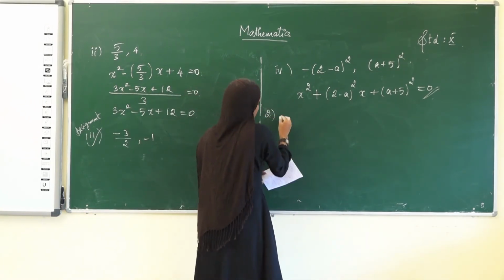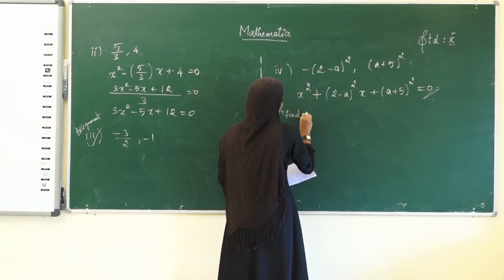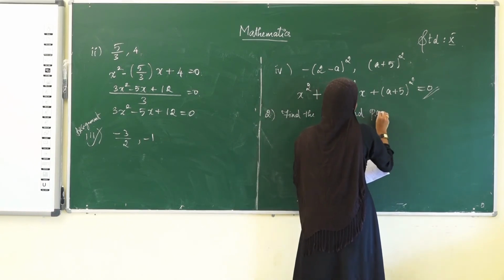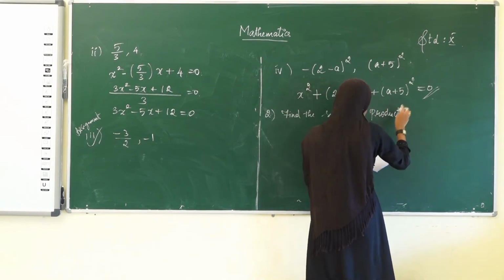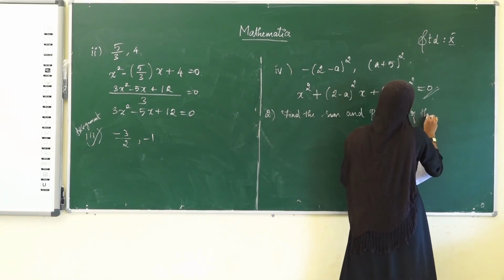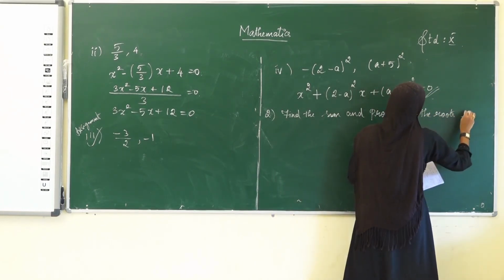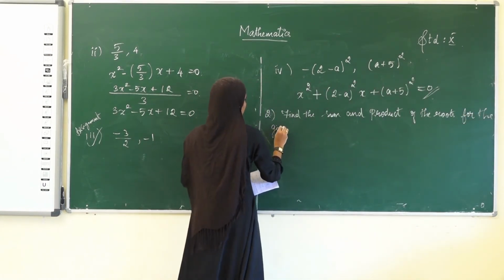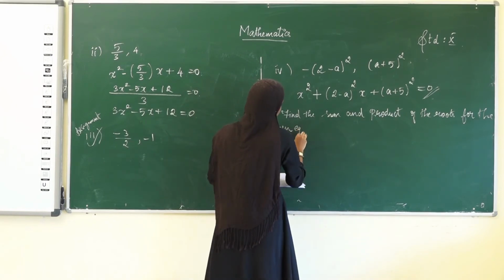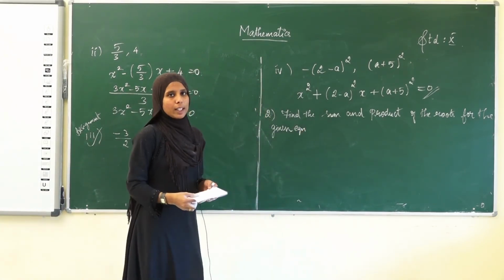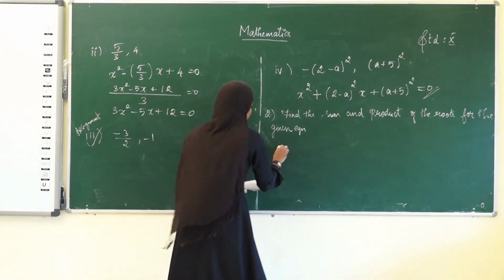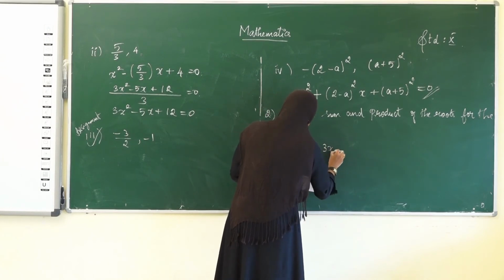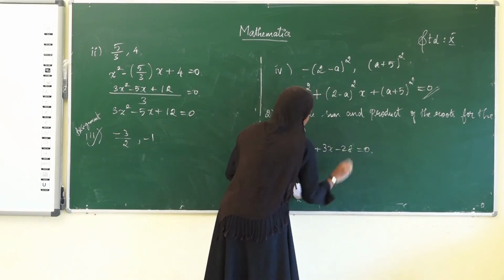The next question is, we have to find the sum and product of the roots for the given equation. Okay, they have given an equation. From that we have to find the sum of the roots and product of the roots. What's the first equation they have given? That is x squared plus 3x minus 28 equal to 0.